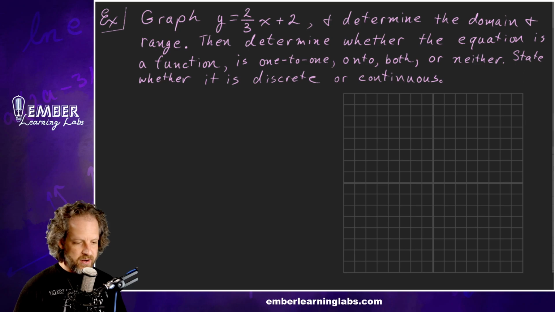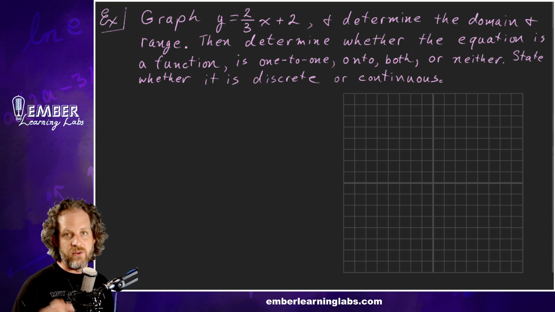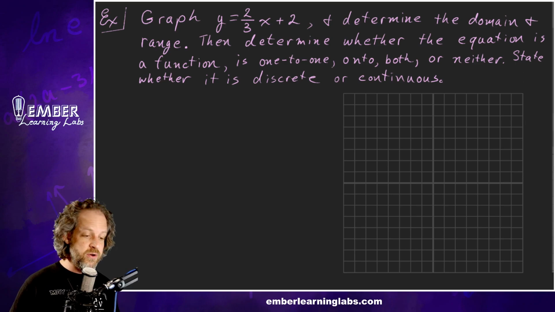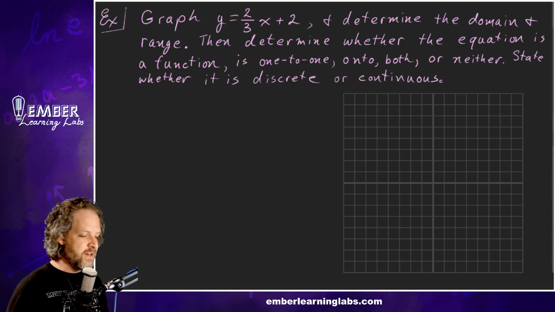Then we're going to determine whether the equation is a function. Is it 1-to-1? Is it onto? Is it both? Is it neither? We're going to also state whether it is discrete or continuous. So let's start out by graphing the thing.